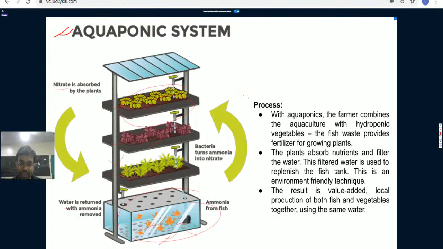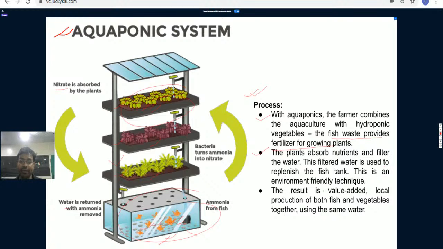Now what are the processes that we follow in aquaponics? With aquaponics, the farmer combines aquaculture with hydroponic vegetables. The fish waste provides fertilizer for growing plants. In the aquaculture that we are doing, the fish waste is being used by the plants as fertilizer. In hydroponics, the plants absorb nutrients and filter the water. This filtered water is used to replenish the fish tank.